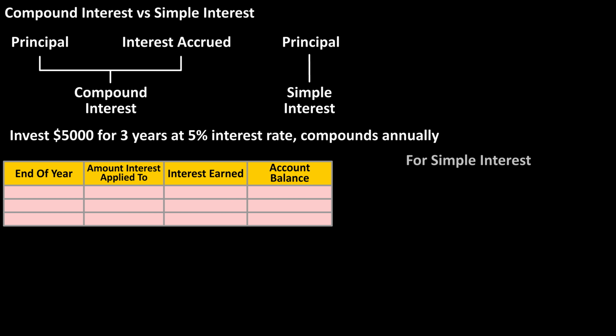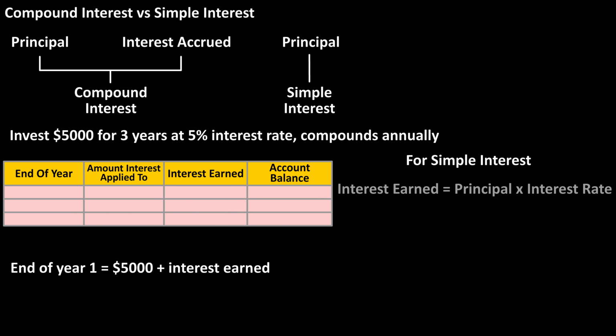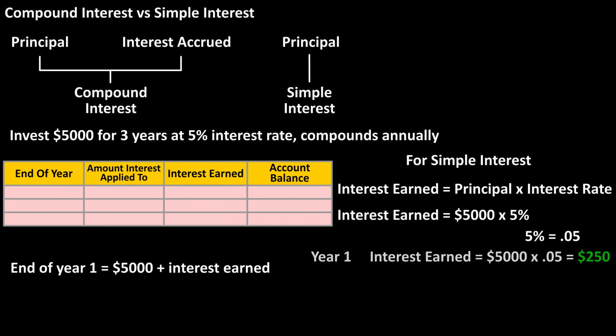First, for the simple interest account. At the end of 1 year, you'll have the initial $5,000 you invested plus the interest made on that amount. The interest earned on the account will be the principal or initial $5,000 investment times the 5% yearly interest rate. To calculate this, we first need to convert 5% to a decimal. And we do this by dropping the percent sign and moving the decimal 2 places to the left, which gives us 0.05. So $5,000 times 0.05, and that calculates to a $250 interest payment.